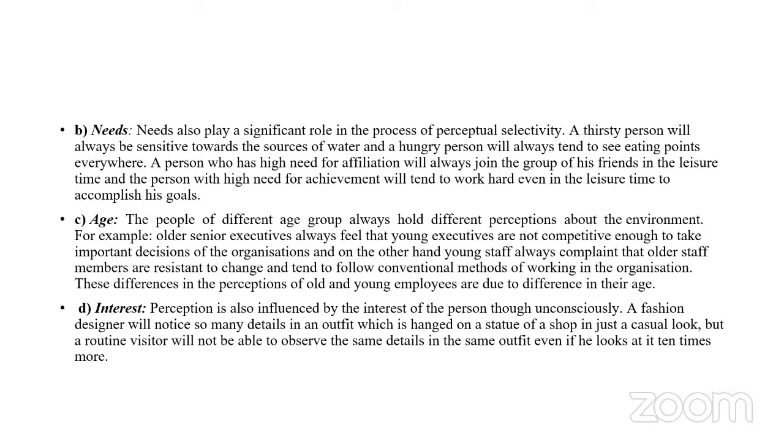So different people, because of their age, have a different way of perceiving or interpreting things around them. Interest: perception is also very strongly influenced by the interest of the person, subconsciously. Take for example a person who's interested in painting. Wherever that person goes, that person only notices nice paintings, color combinations, patterns, and things like that, right? Even when they watch a movie, they'll pay attention to all the nice portraits, drawings and paintings that are there in the movie.